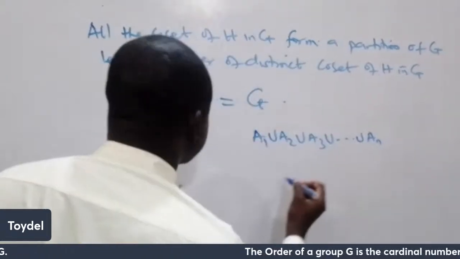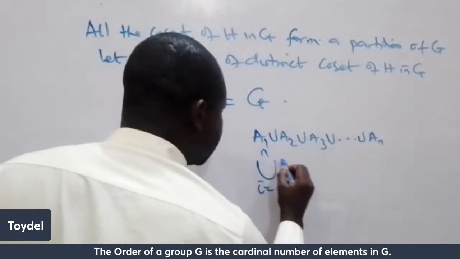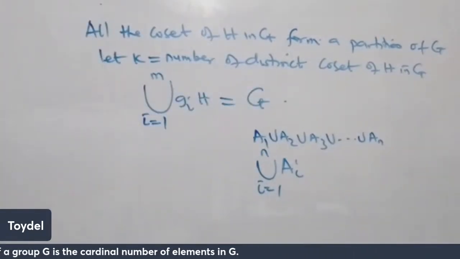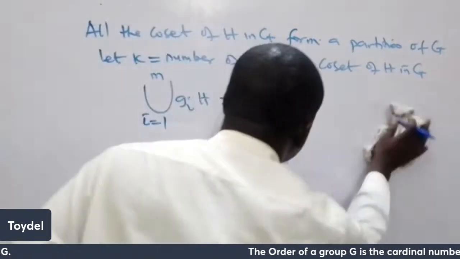So I can write this. If I don't want to write all this story, I'll just say the union from I equals 1 to N of AI. That's how to rewrite it. When you have a partition, you can rewrite what I have there. So that's how to rewrite it.